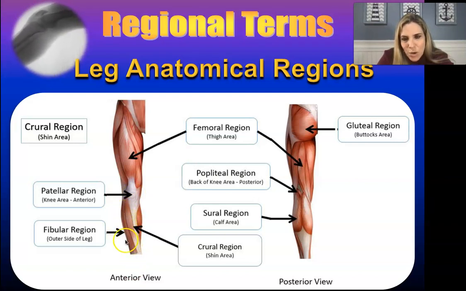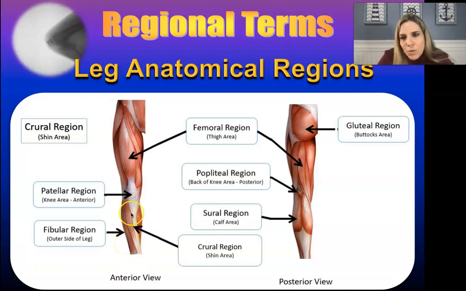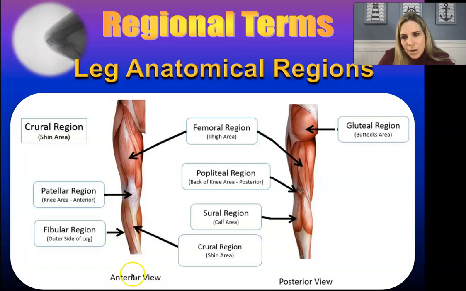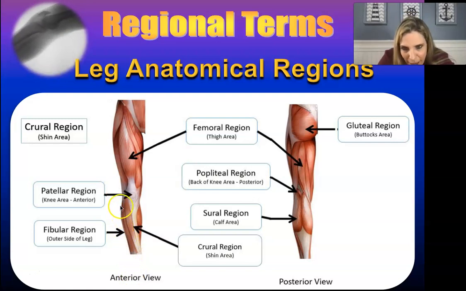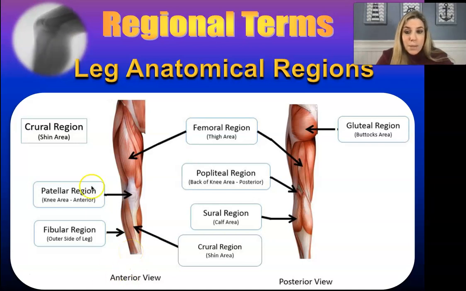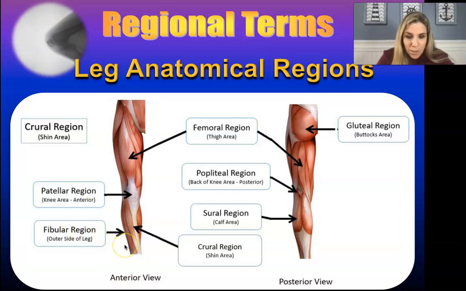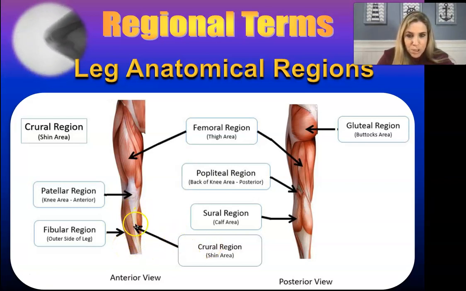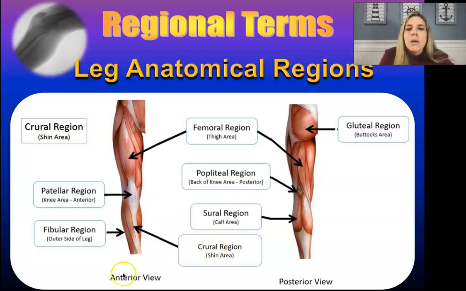We have the patellar region on the anterior side, and we have the fibular region as being the outside of the shin. So remember, this person's in anatomical position, so we're looking at the person's right leg here, and you can see the outside of the right leg is going to have the fibula, and so that becomes the fibular region. Now the shin area here is called the crural region. So the whole shin is the crural region.